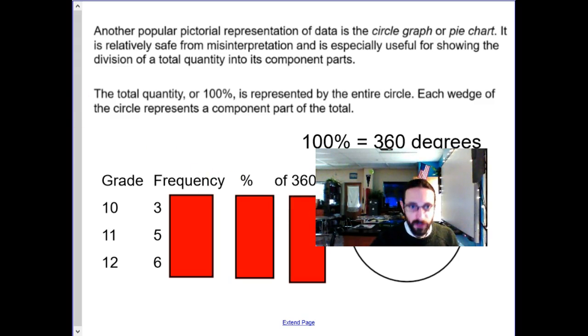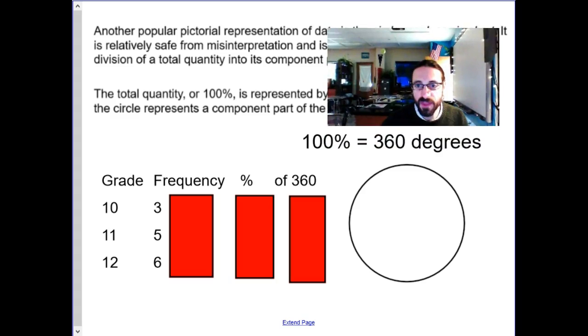Now, on to an example. Another very popular one is a circle graph or a pie chart. It's pretty safe from misinterpretation because we all get the idea of a whole pie. Let's just review one thing. A whole pie is 360 degrees. So this data, let's make one right now.